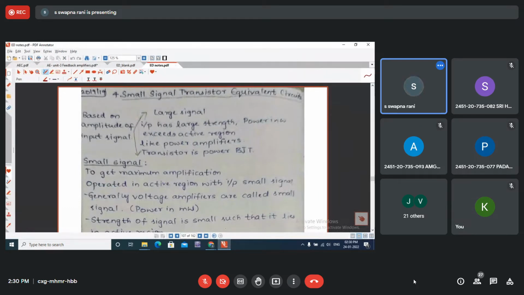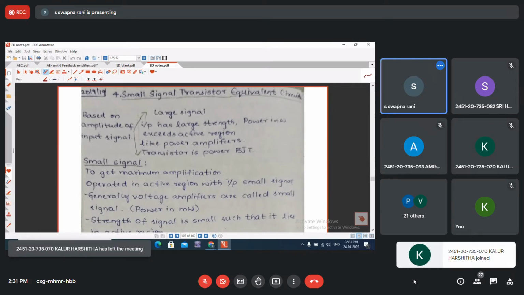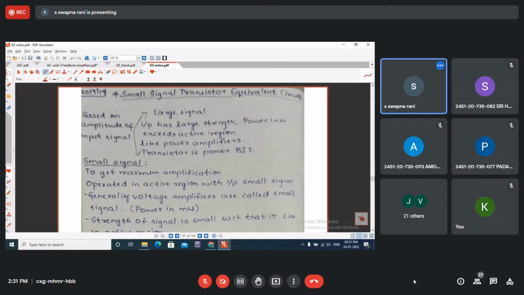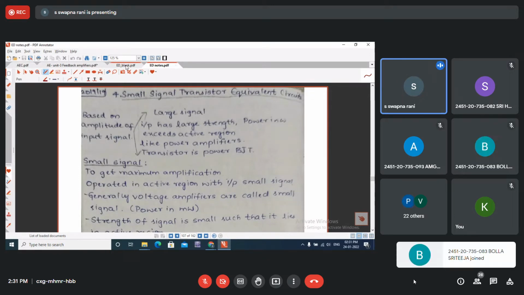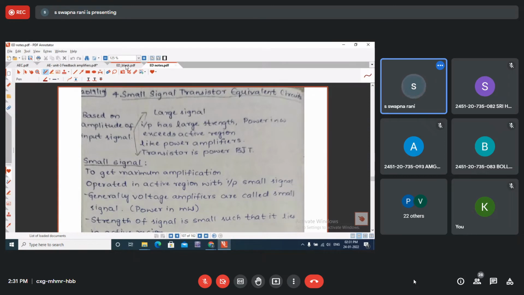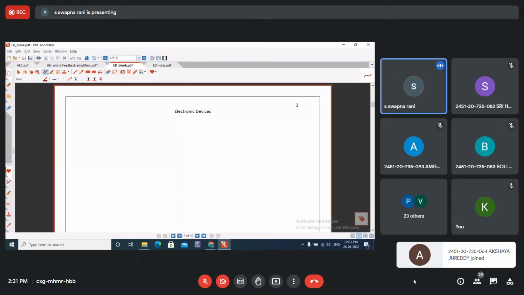So today we are going to start small signal low frequency equivalent circuits. So far we have seen how a transistor can be used as an amplifier, and what is the necessity of biasing, what is operating point, what is load line, and the justification of operating point to get maximum amplification without any distortion.